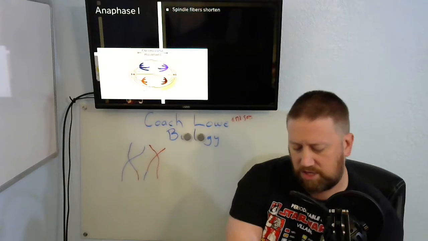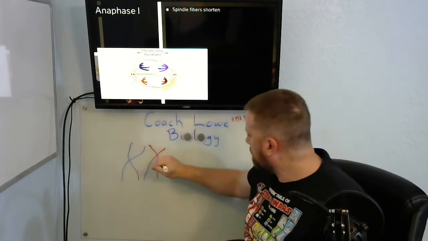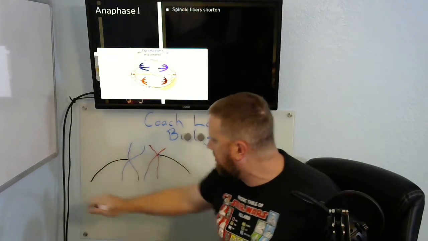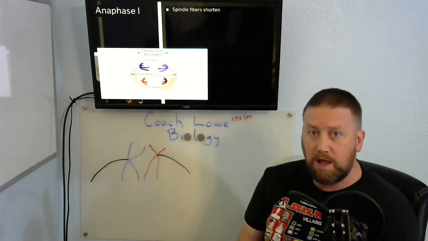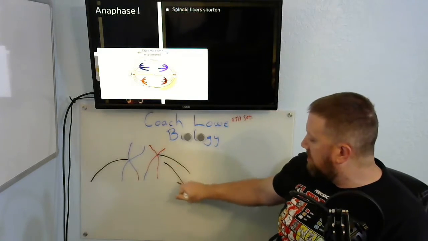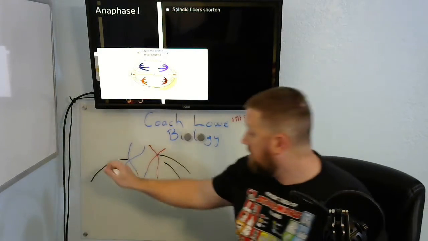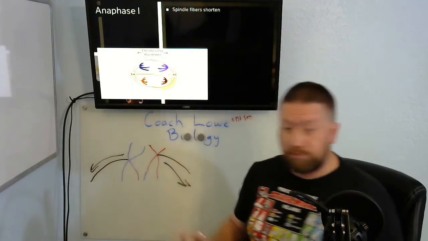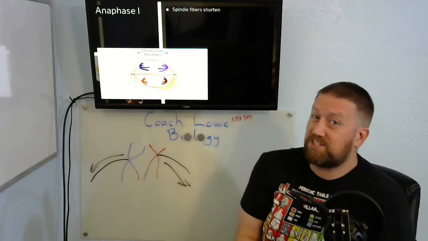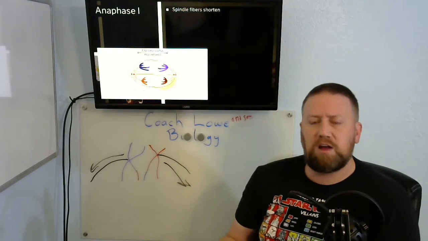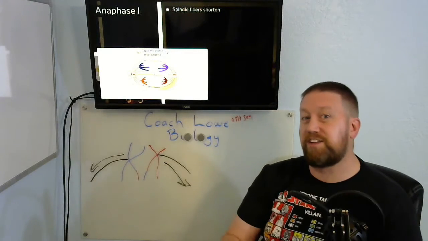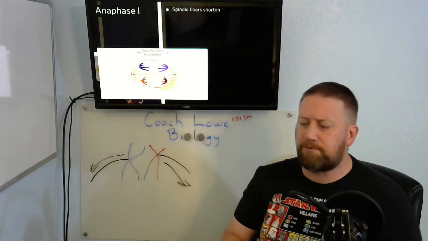And so here we have a spindle fiber that's connected here, a spindle fiber that's connected to the centromere here. And so as those spindle fibers shorten, this chromosome is pulled to this side of the cell. This chromosome is pulled to that side of the cell. And so we have a separating of homologous pairs. So we've already started to make the daughter cells genetically different from each other.